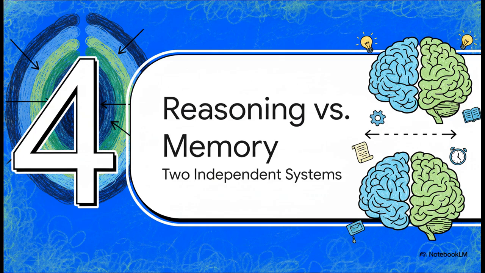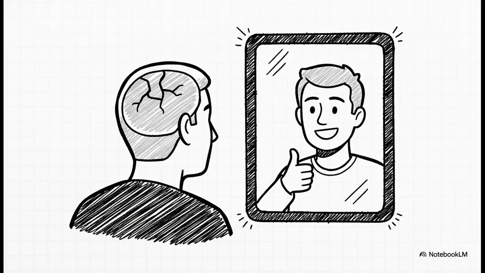Okay, this next part is absolutely crucial for your field assessment. You have to understand that memory and reasoning are two totally separate systems in the brain. They can fail on their own, and when they do, the patients look completely different. And this is where things get really tricky and honestly pretty dangerous.